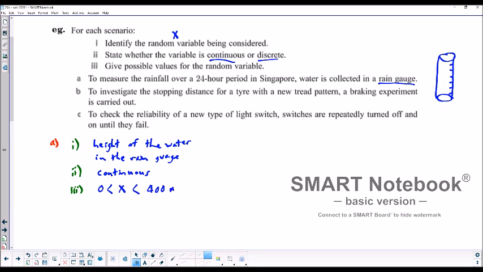Or 500 millimeters? I don't know. What I've heard in the news, in the weather, they talk about millimeters of rain, or they talk about number of centimeters of snow, that kind of thing. So let's say in the rain gauge, it could be between zero and 400 millimeters.